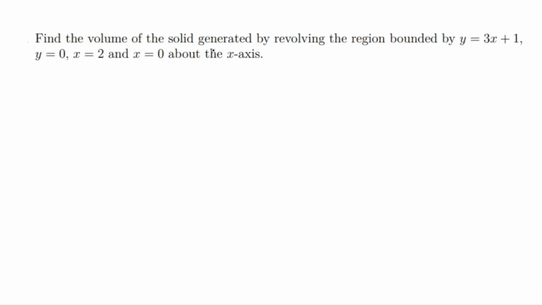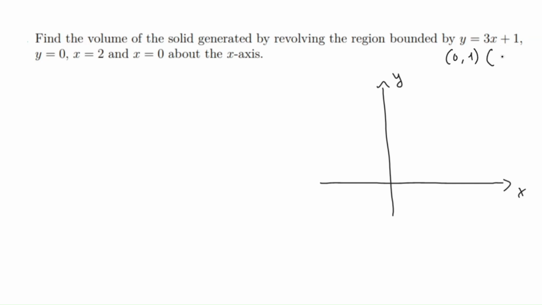Find the volume of the solid generated by revolving the region bounded by y equals 3x plus 1. I will graph the function. This is x, this is y. If you want to graph this function, you have to find 2 points. For example, let x equal 0, then y is 1. When x equals 1, y is 4. So the 2 points are (0, 1) and (1, 4).